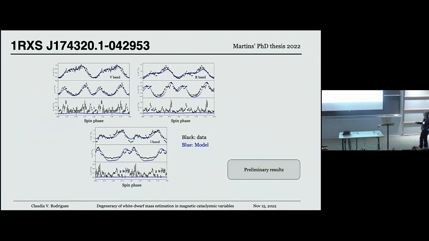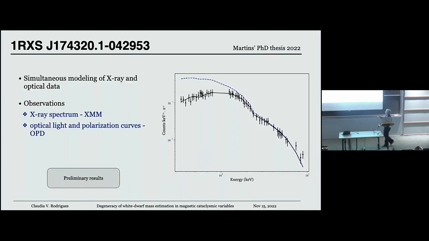Let me explain. This is flux, how the flux varies with spin phase in 3 bands, V, R, and I. And here is the circular polarization. Believe me, it's a good model. Yeah, it's a good model because we are fitting with the same region, with the same parameters, X-ray, optical polarization, flux, and in this case, we are fitting the absolute counts, so we are not fitting only the shape.